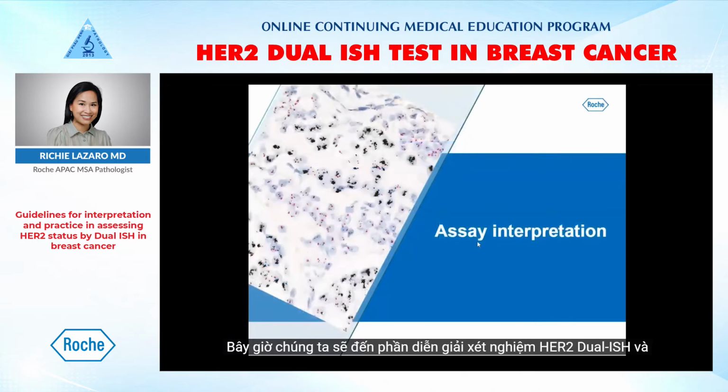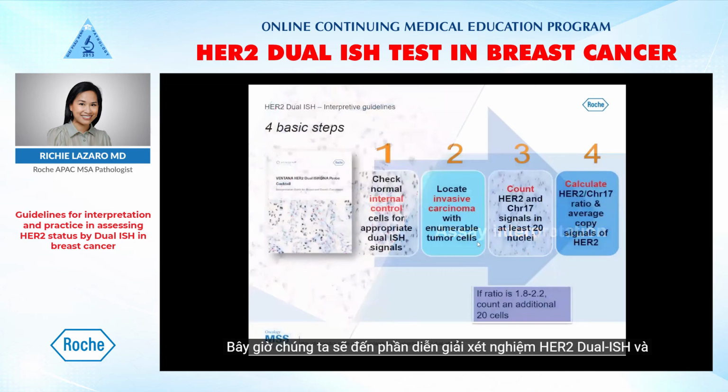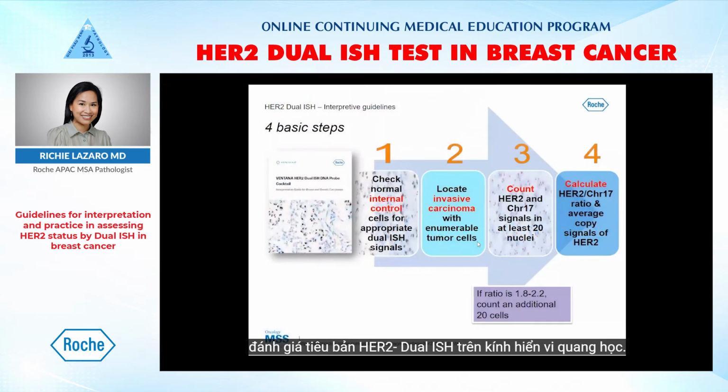Now, how do we interpret HER2 dual ISH assay? Evaluating a HER2 DISH slide in a conventional microscope may be summarized in 4 basic steps. First step is to check internal control cells for appropriate black and red signals. Second step is to locate the invasive carcinoma cells with innumerable tumor cells.